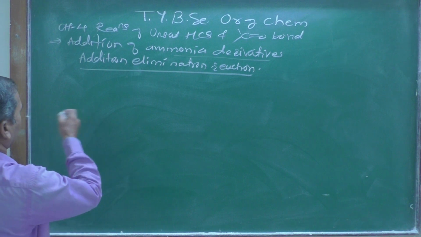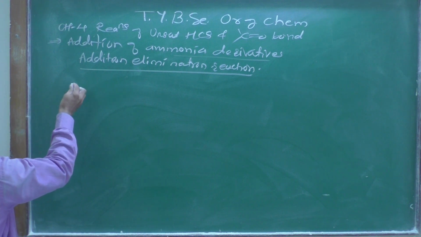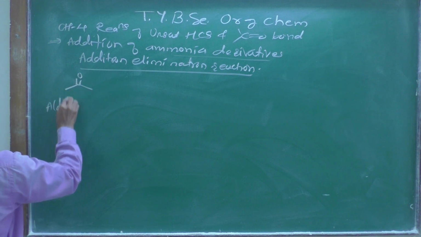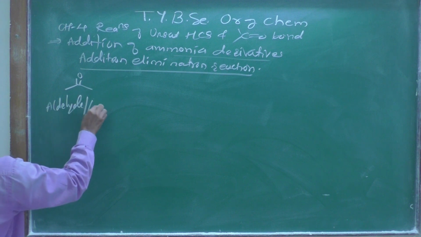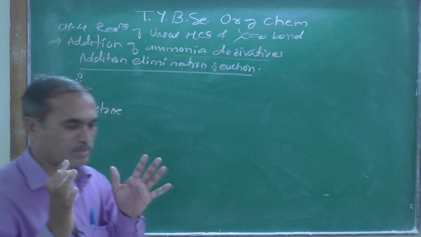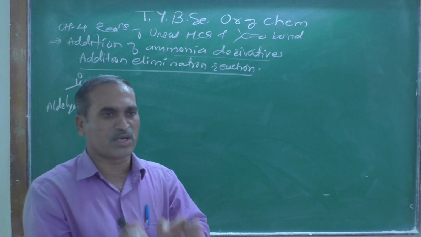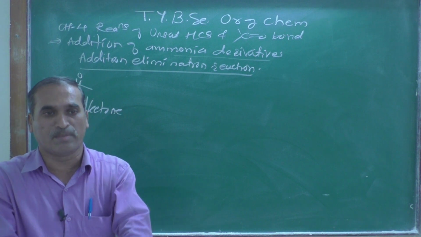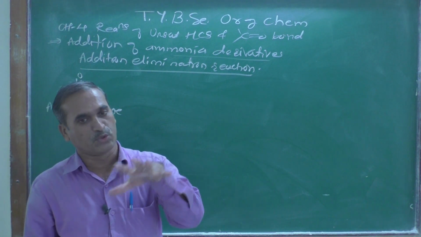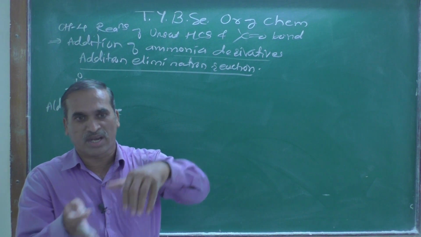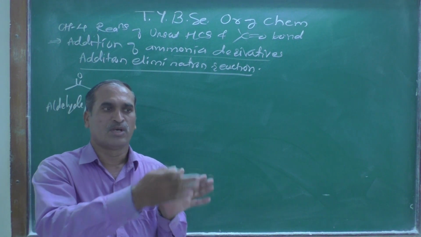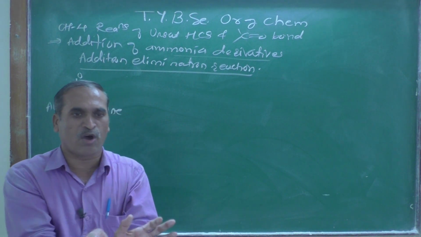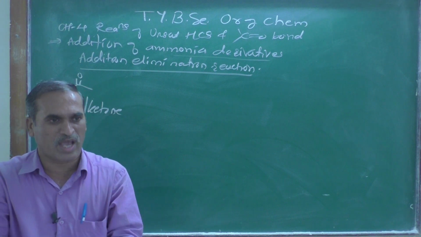Now I am taking the general reaction: RC double bond O. It may be an aldehyde or ketone, right? I am considering the general reaction to explain the addition elimination reaction. Addition, you know, means the reagent is added, and elimination means an atom or group of atoms is removed from that substrate.